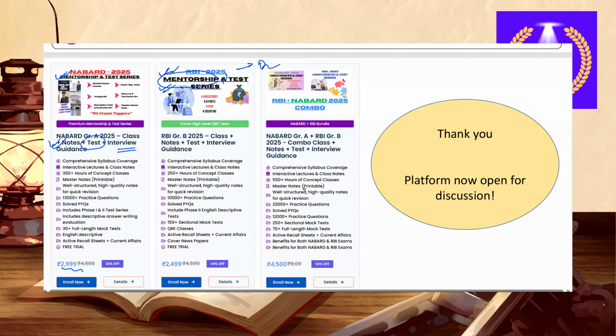For RBI, the same things we used to provide: the classes over each and every topic, the tests, obviously the PDF materials, and interview guidance. The price of the course is just 2,499. And then at the last, we have a combo pack. Those students who are willing to prepare for both examinations, RBI and NABARD, parallelly, can look into this course, and the price is 4,500. Whatever you get in the separate courses, you can get in this combined course.